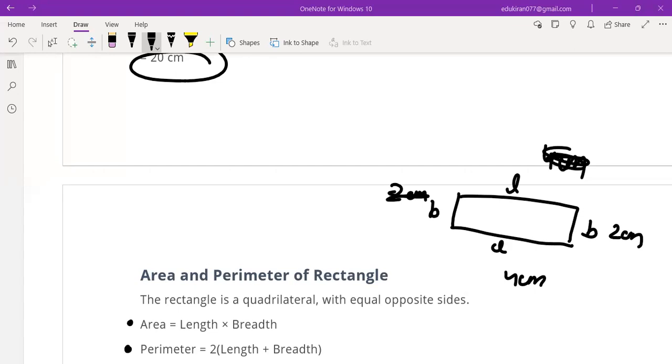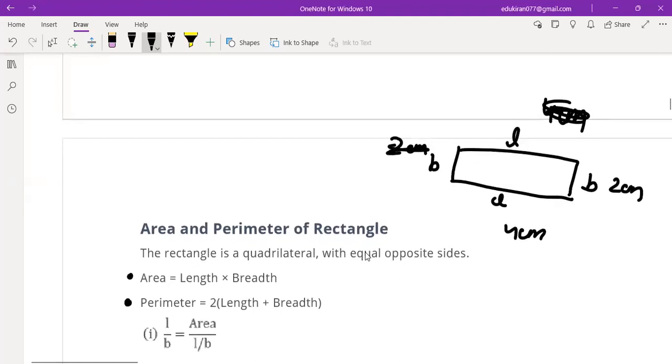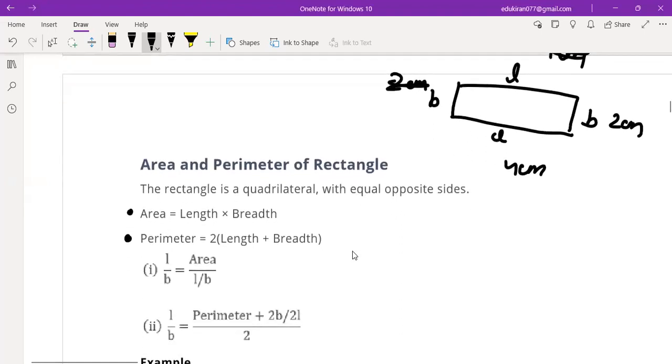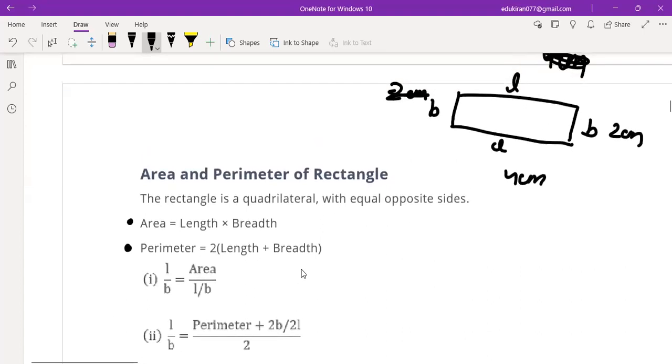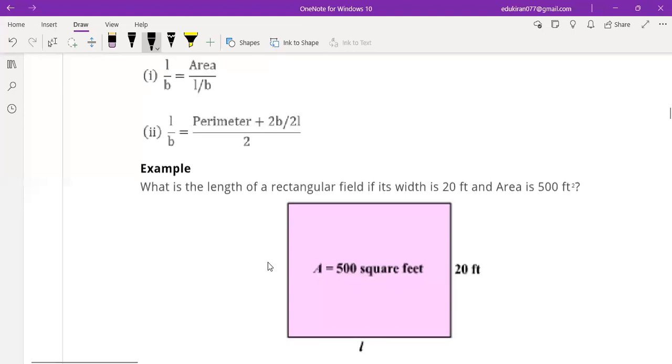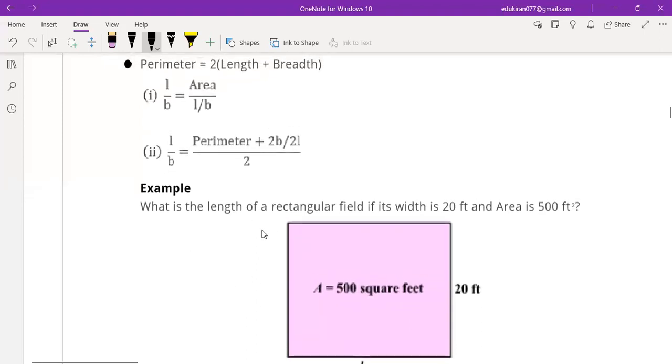Okay, I hope everyone is done, right? Yes, ma'am. Can you see this question? Yes, ma'am. What you have to find from here is: area is already given to you, right? And width is also a breadth. Remember one thing, students, not every time they'll mention that it's a breadth.